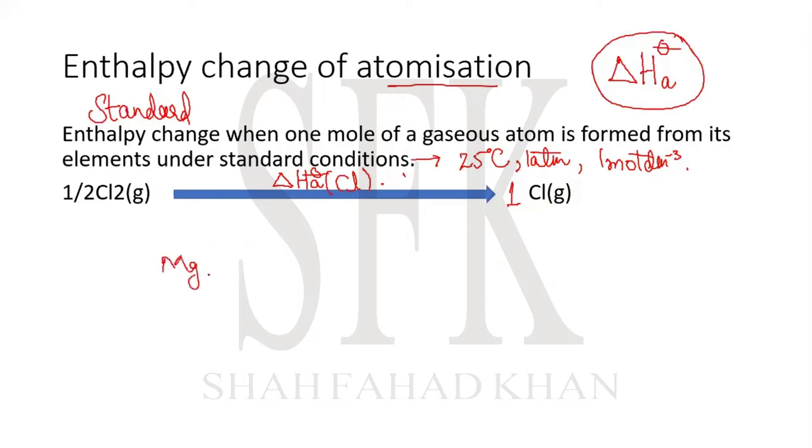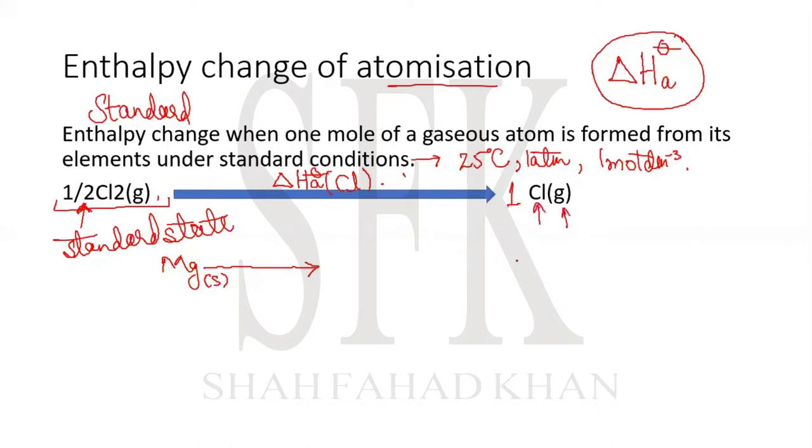So for example, if I had magnesium solid, okay, guys, let me correct myself. The element is not always necessarily in the gaseous state. Okay, it can be in any standard state. It has to be in its standard state. For example, in this case, chlorine is a gas, magnesium is a solid, but the product that we get must be an atom, a separate atom, and must be gaseous in nature.